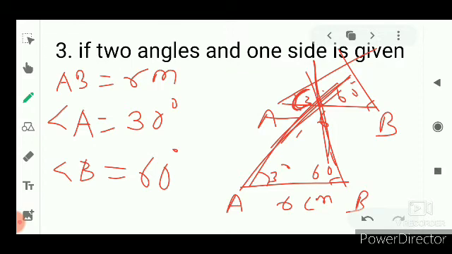So how have we drawn? First of all we will make the base AB. Then angle A is given as 30 degrees, we have drawn using the protractor. Then angle B is given as 60 degrees, we have drawn using the protractor. And we will join these 2 rays. We have joined these 2 rays. In this way we will draw the triangle ABC.